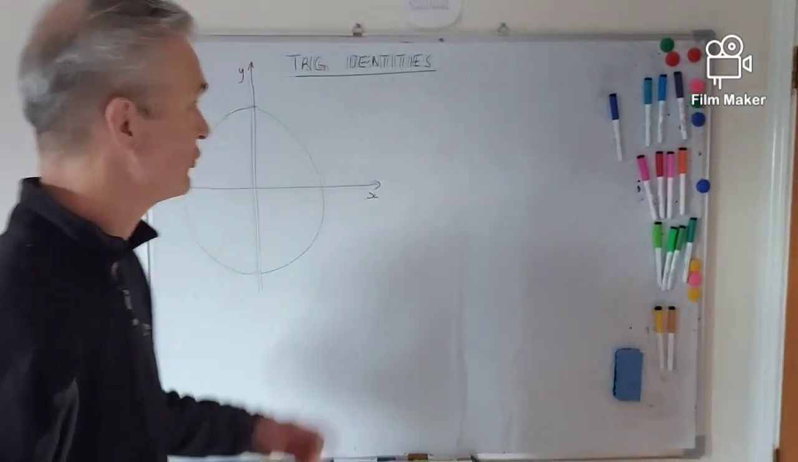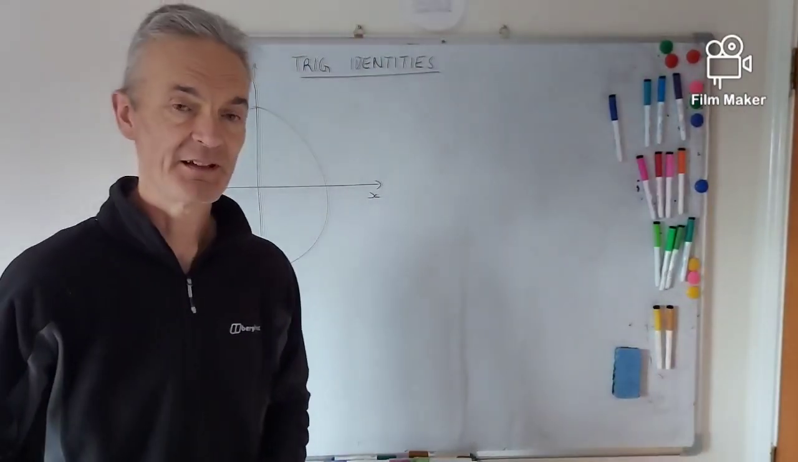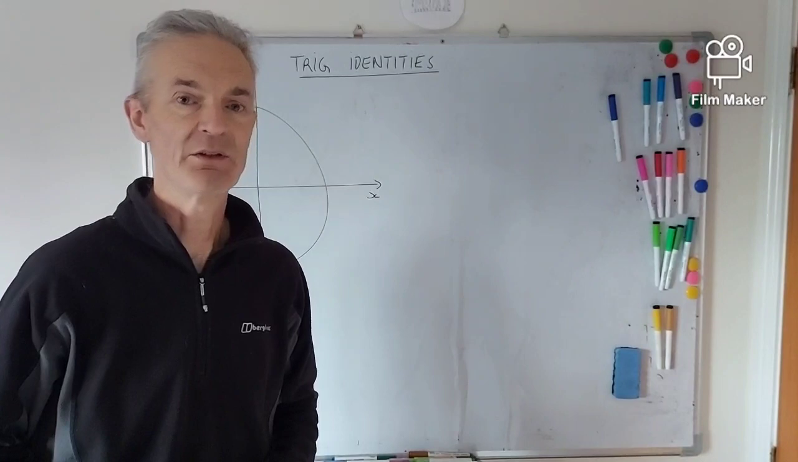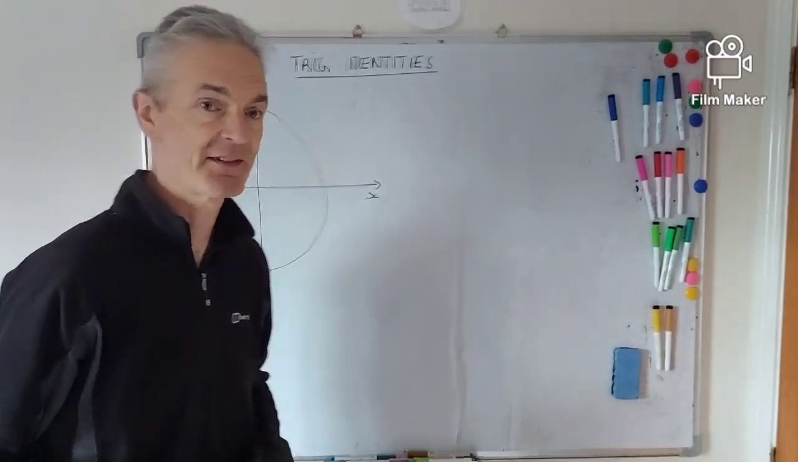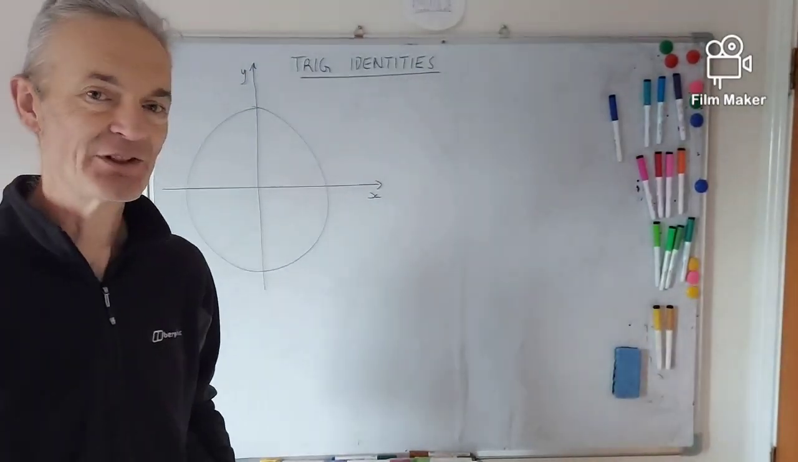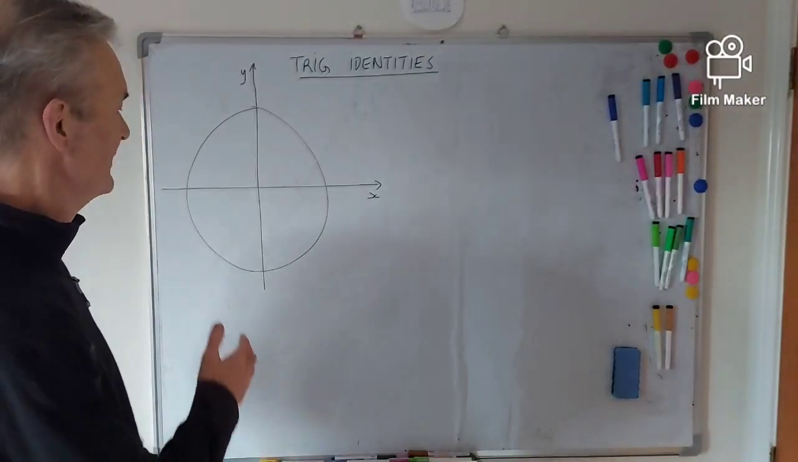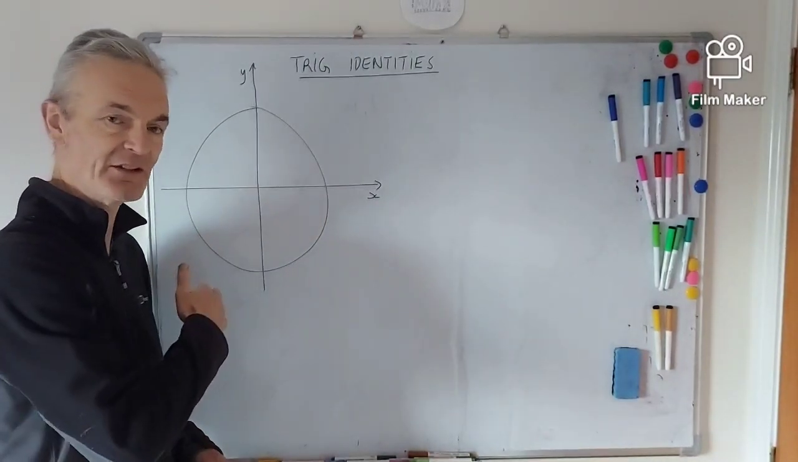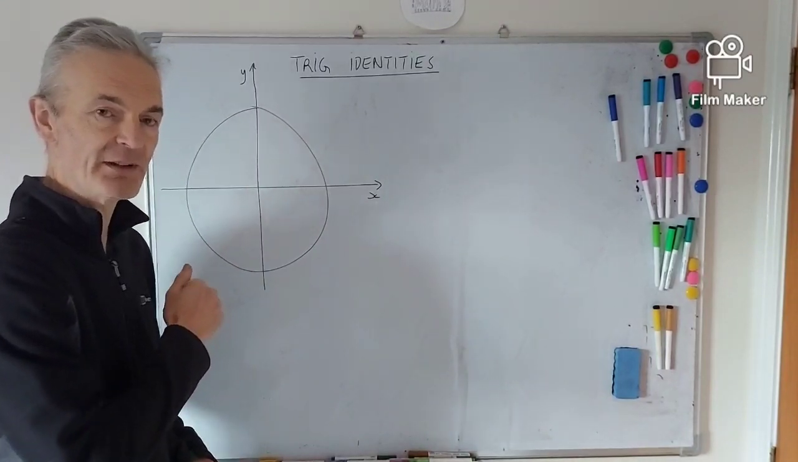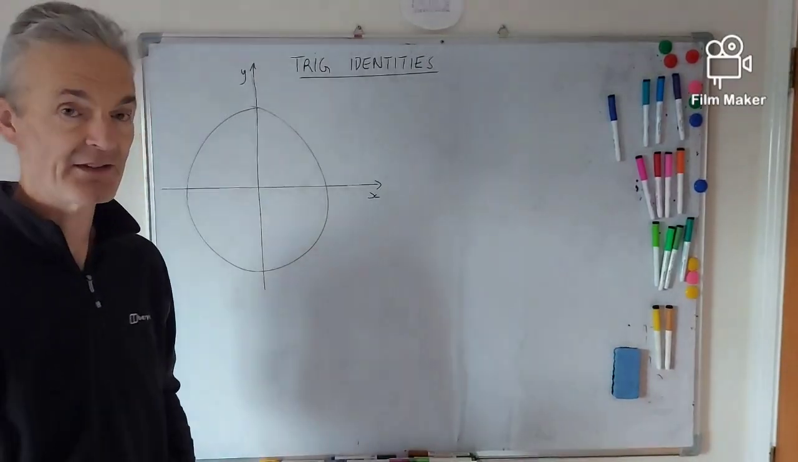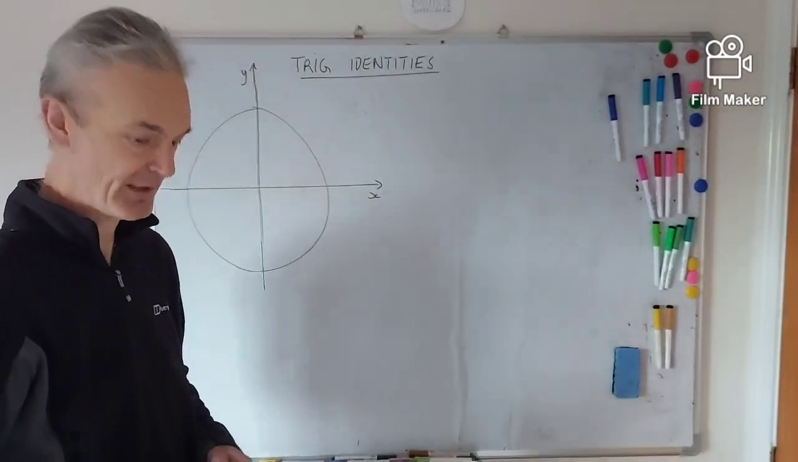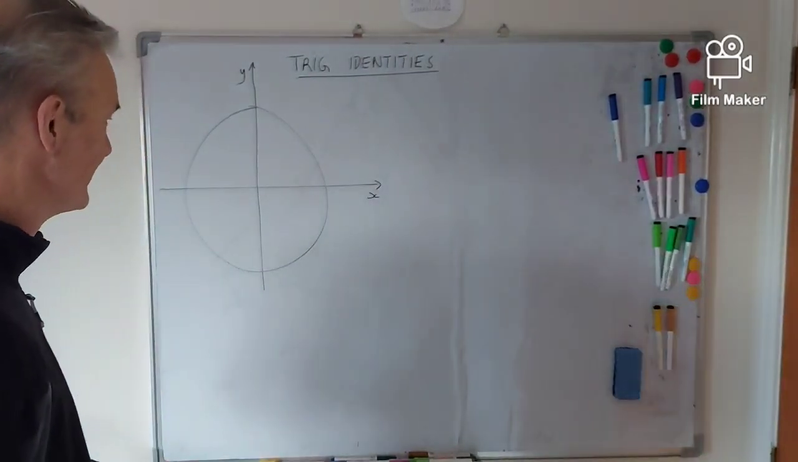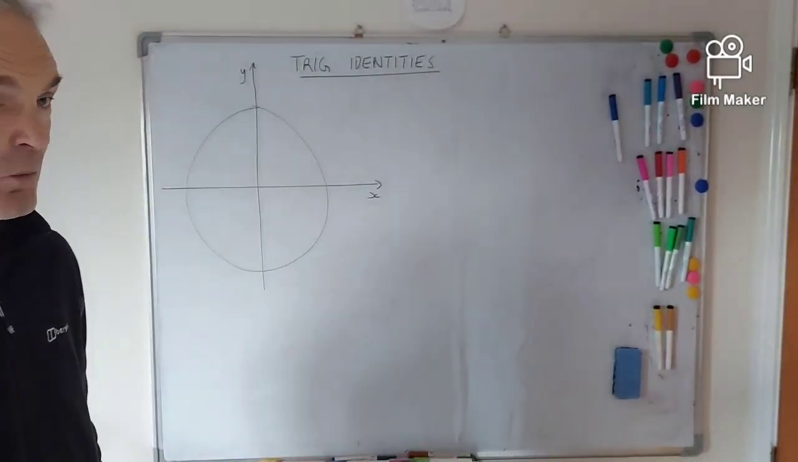Today I'm looking at trig identities, in particular trig identities that are going to be useful for GCSE maths. Now, how do we get these trig identities? Well, you can find them from what I'm calling here the unit circle. It's called a unit circle because it's going to have a radius of 1 unit. Okay, so here's my circle with radius 1 unit.